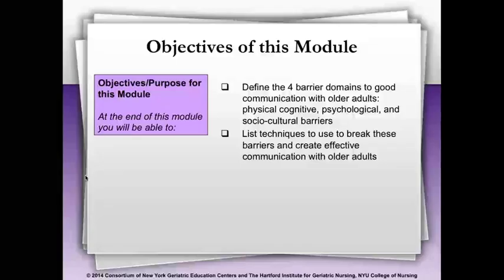So the objectives of this module are really twofold. One is to define the 4 barrier domains to good communication with older adults and to really understand them. These are physical, cognitive, psychological, and socio-cultural barriers. And then we're going to spend a fair amount of time looking at techniques to break those barriers and to create effective communication with older adults.